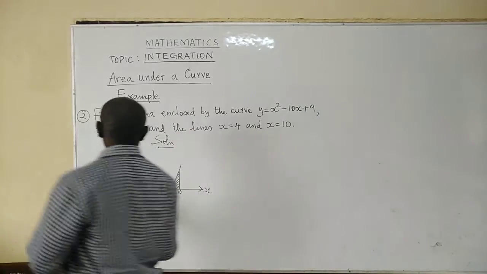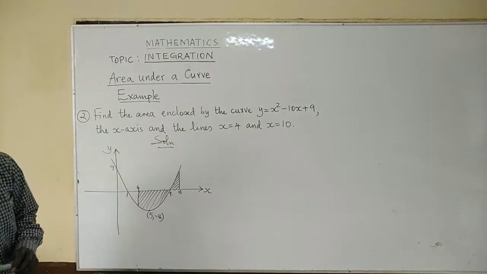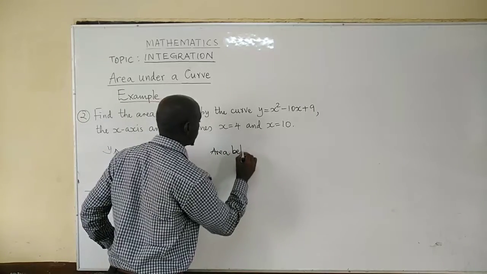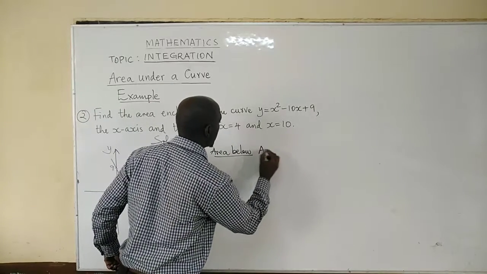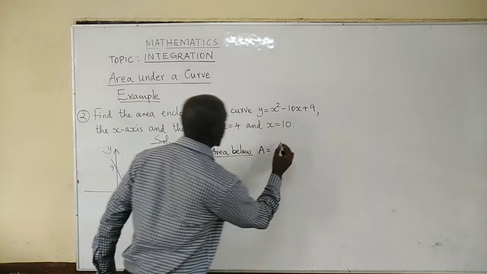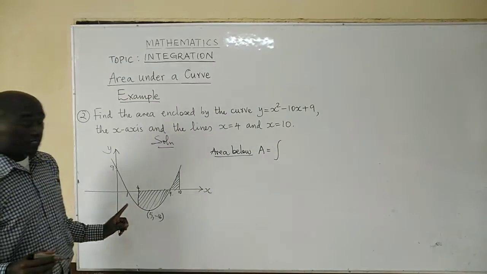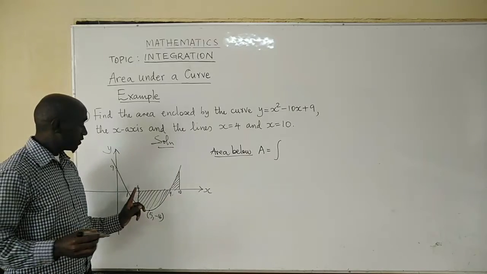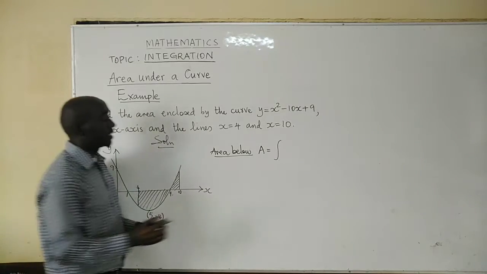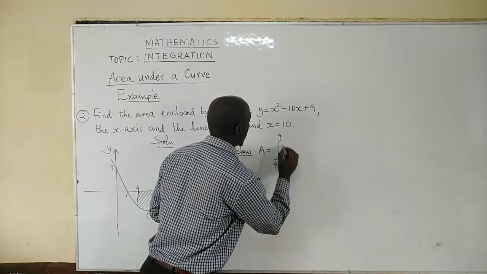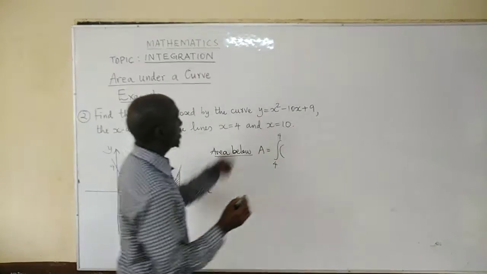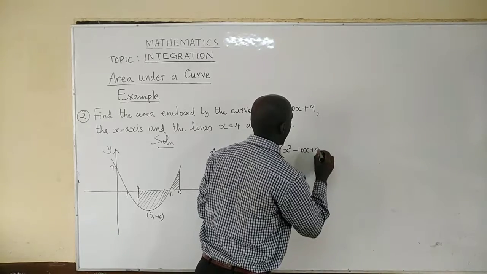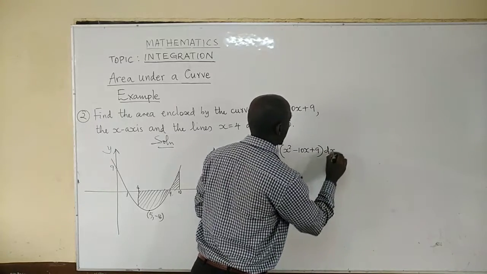So let us deal with this first part. Let's start with the area below the x-axis. Area equals, we integrate now. For this one, you are going to integrate, the limits are from 4 to 9. Lower limit 4, upper limit 9. And you are going to integrate this x squared minus 10x plus 9 with respect to x.